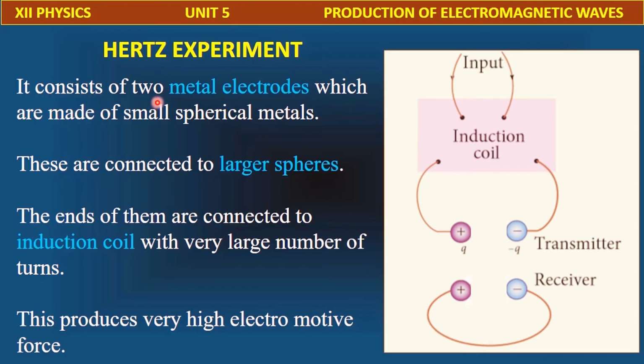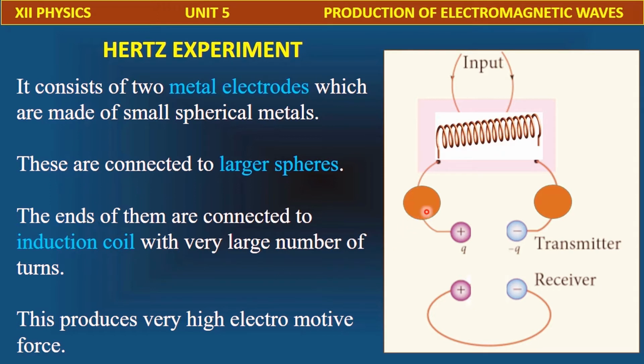It consists of 2 metal electrodes which are made of small spherical metals. So these are the 2 metal electrodes. This one acts as the anode and this one acts as the cathode. These are connected to larger spheres. The ends of them are connected to an induction coil with a very large number of turns.